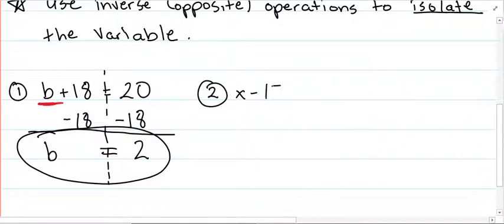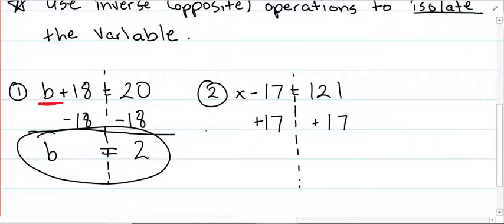x minus 17 equals 121. And if it helps you, draw a little line to think about the left side and the right side of the equal sign. I'm looking at x is my variable. I want to get it by itself. And 17 is being subtracted from x. So to undo subtraction, the opposite of subtraction, the inverse of subtraction, is addition. So I will add 17 on the left side of the equal sign, and I will add 17 on the right side of the equal sign.